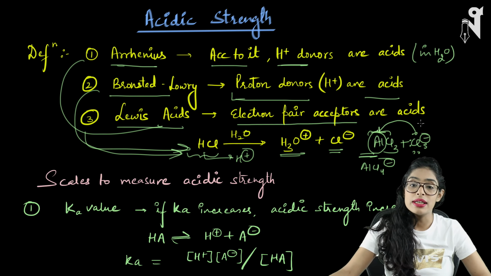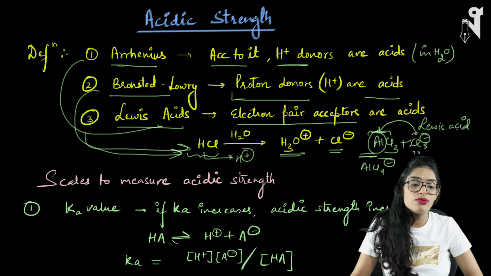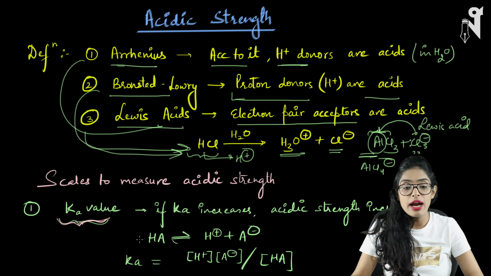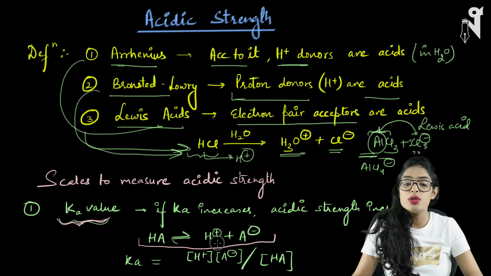Now there are different scales to measure the acidic strength. So first scale is Ka value. We have already spoken about Ka value in physical chemistry. You must have heard of this term earlier also. So what is Ka value? How do we calculate it? If I have an acid in equilibrium, HA will break down into H plus and A minus. So equilibrium constant of that acid is Ka.